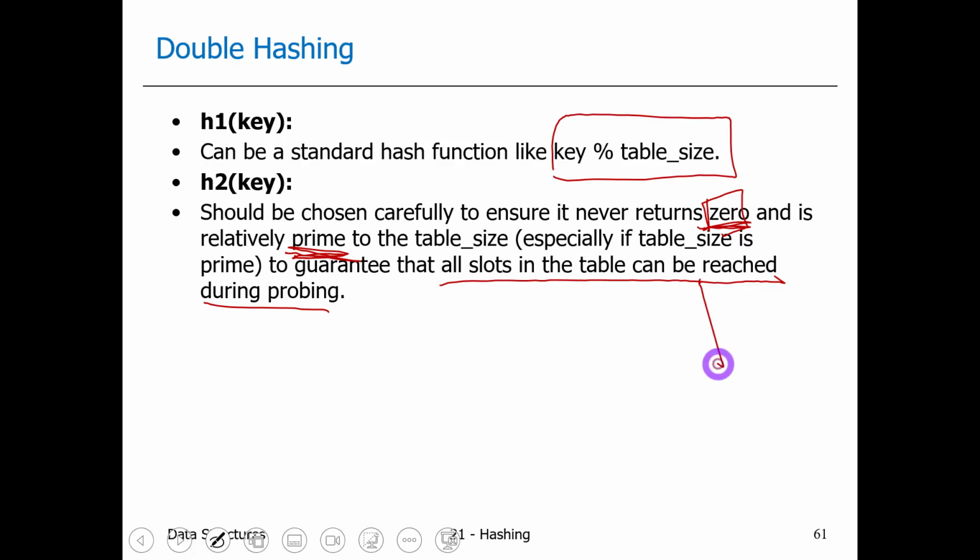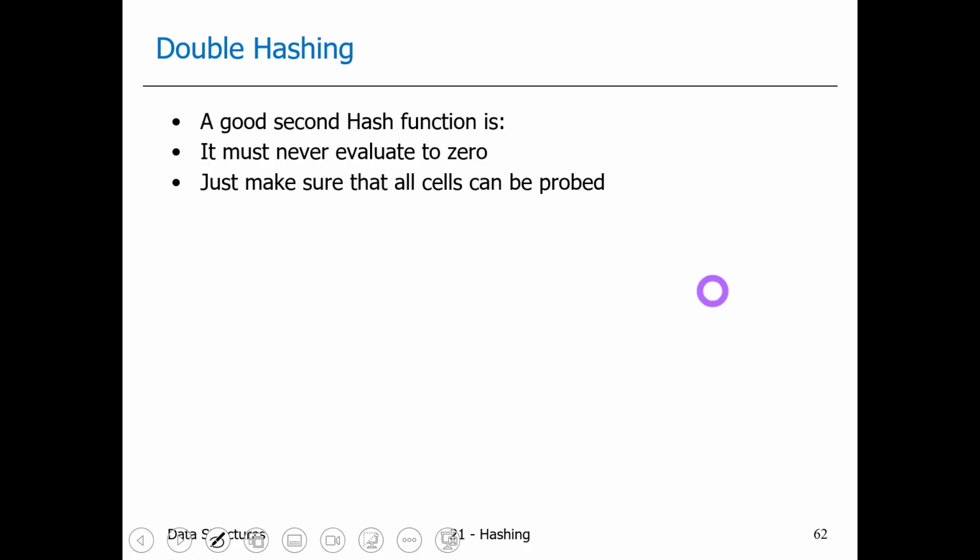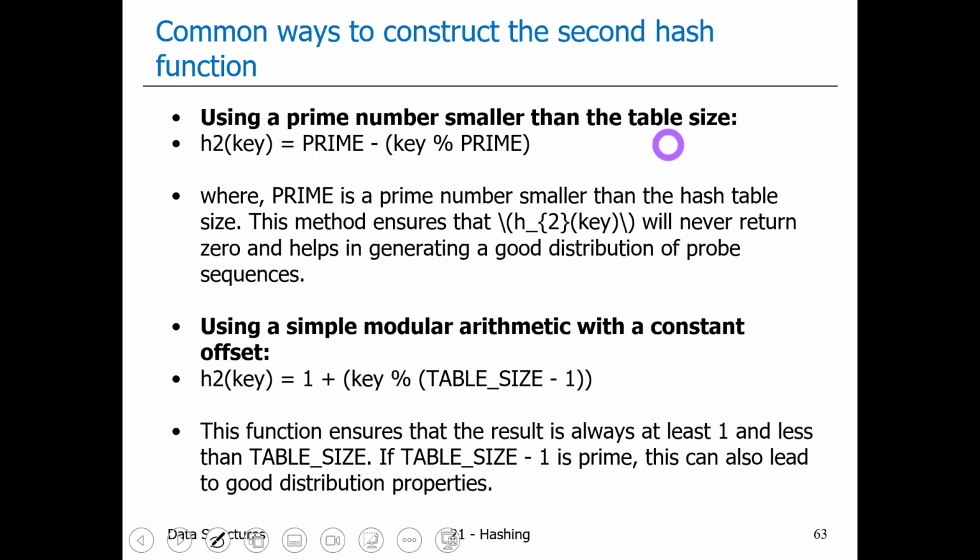And we have discussed this in detail in the last lecture. So for double hashing, a good second hash function is something which never evaluates to 0, and that makes sure that all cells are probed. There are many ways to construct it.